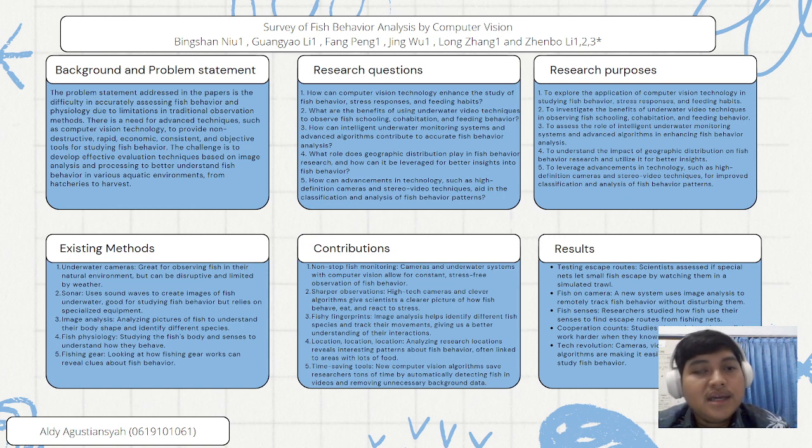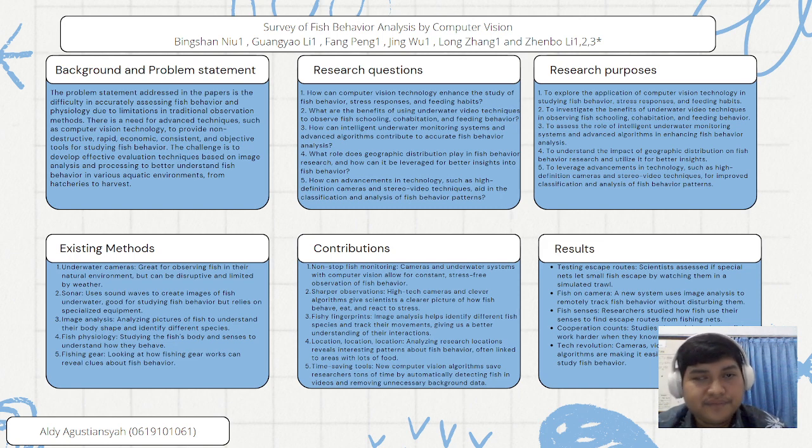There is a need for advanced techniques such as computer vision technology to provide non-destructive, rapid, economic, consistent, and objective tools for studying fish behavior. The challenge is to develop effective evaluation techniques based on image analysis and processing to better understand fish behavior in various aquatic environments, from hatcheries to harvest.